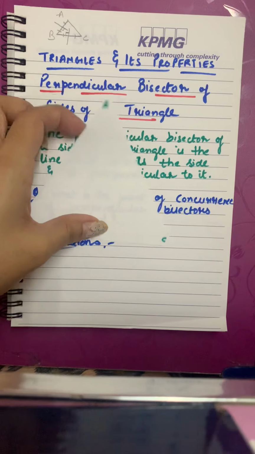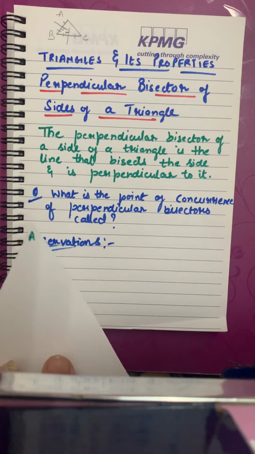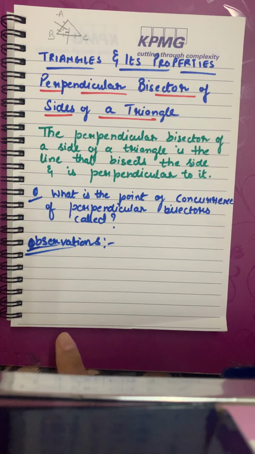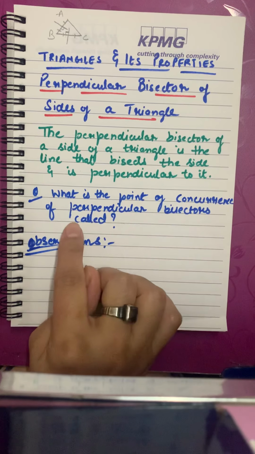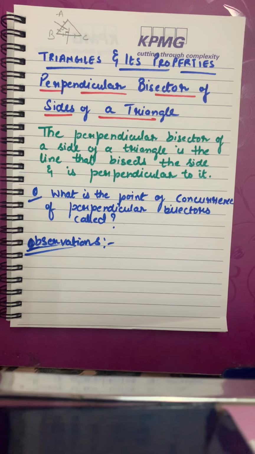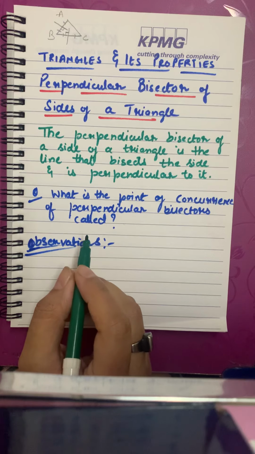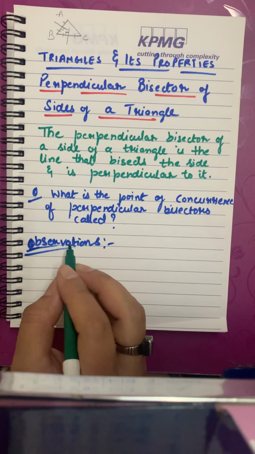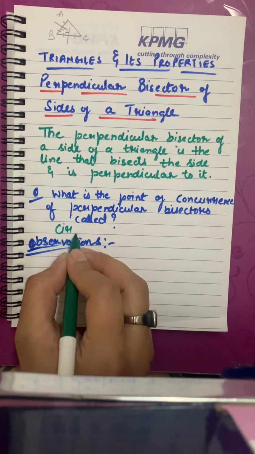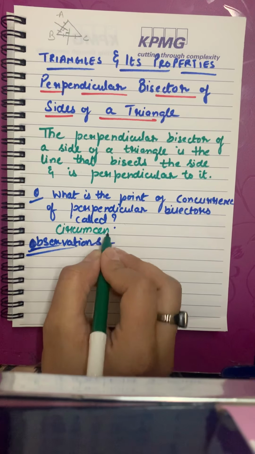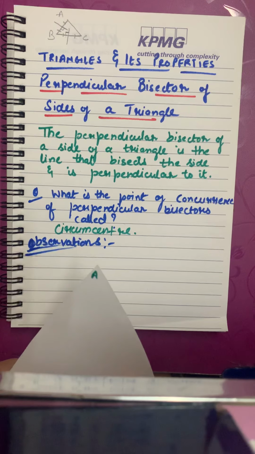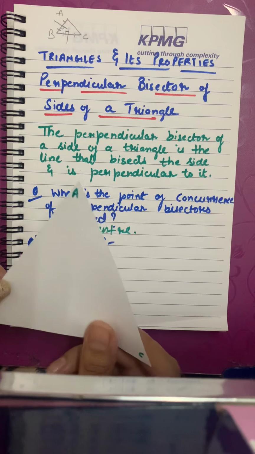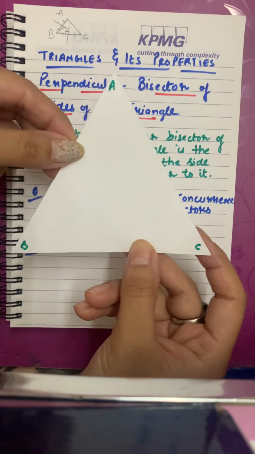Now here we are going to work on the perpendicular bisector of the sides. One thing that I would like to make clear: what is the point of concurrence of the perpendicular bisectors called? I'm going to give you its answer here. The point of concurrence of the perpendicular bisectors of the sides of the triangle is called the circumcenter. So now what are we going to do? We will be finding perpendicular bisectors of the sides of the triangle in all our three triangle cutouts. Let us start with the acute angle triangle.